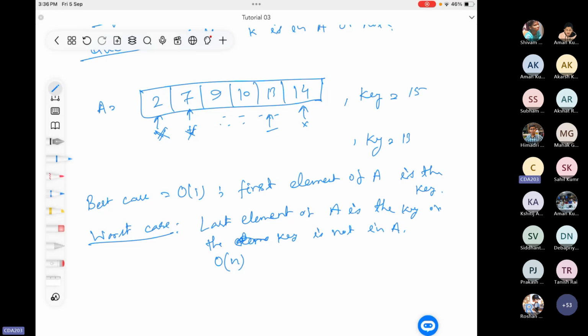So on average, this linear search will take order n time. And its corresponding pseudocode is very easy, so I'm not writing this one. I'm skipping this one.